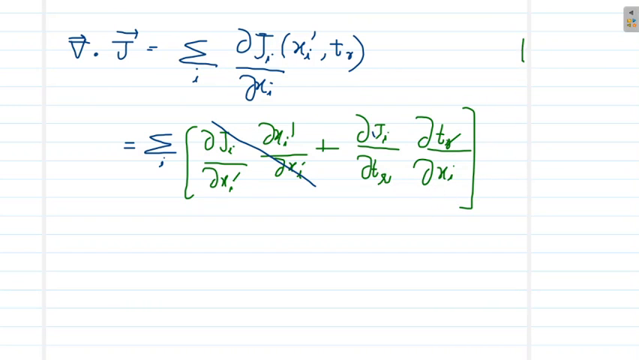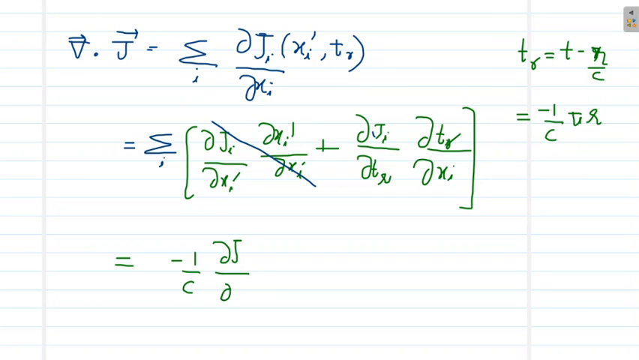We know what is tr? Tr is t minus r by c, and if you take the derivative or the del of this minus r by c, it is simply minus 1 by c into del, so here it is curly r, del r, right? So this is simply minus 1 by c into dou j by dou tr multiplied by del r. Dou tr by dou xi is minus 1 by c into del r, and dou ji by dou tr is taken here.